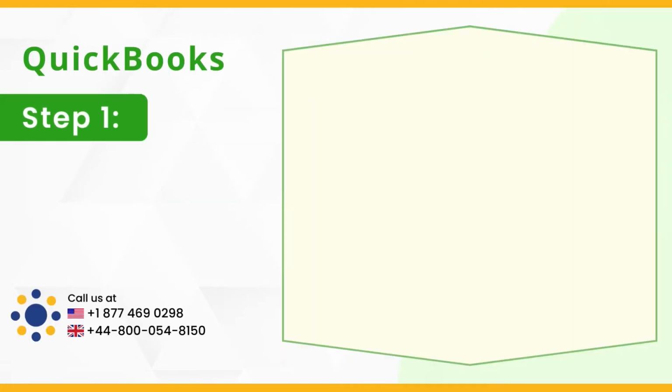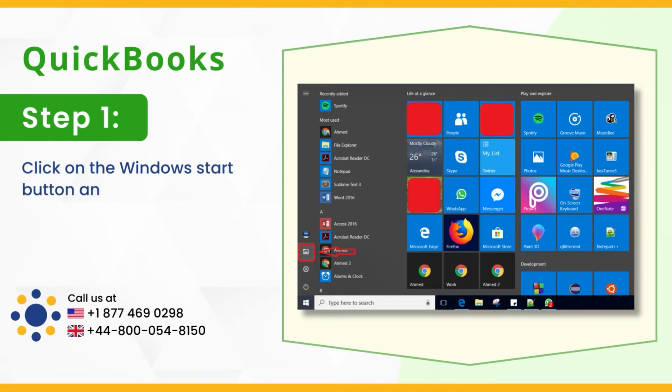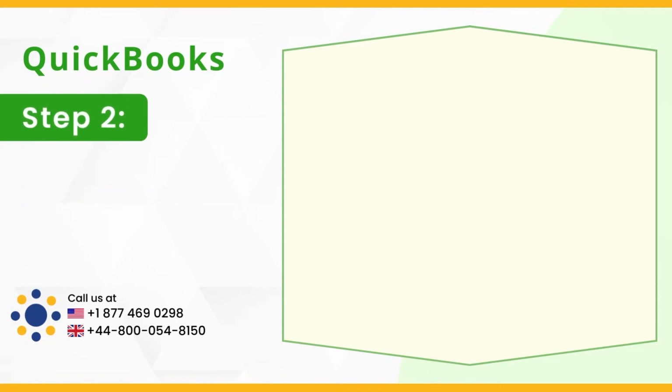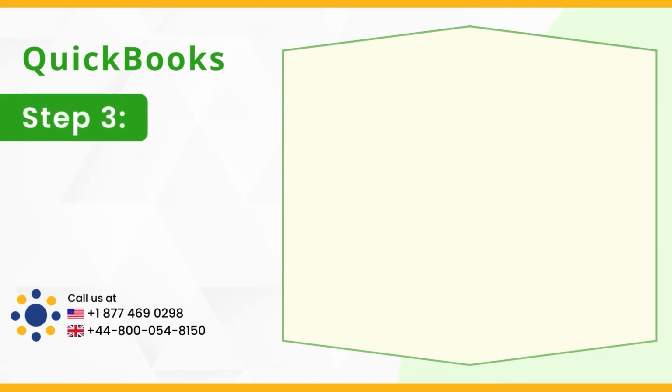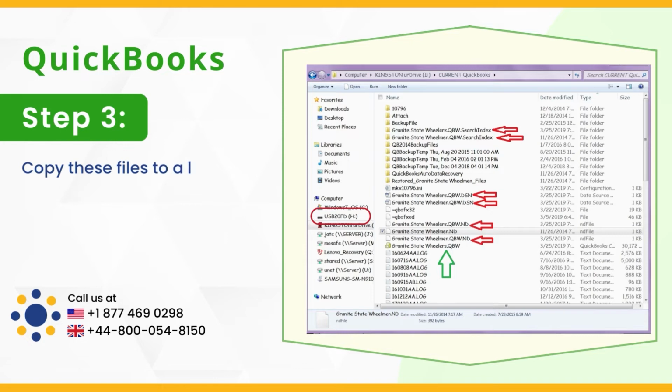Step 1. Click on the Windows Start button and open File Explorer. Step 2. Locate the QuickBooks files with .qbb and .qbw extensions. Step 3. Copy these files to a local hard drive.